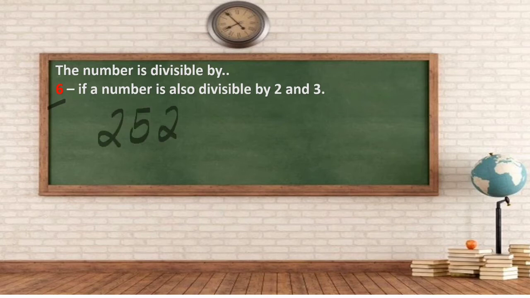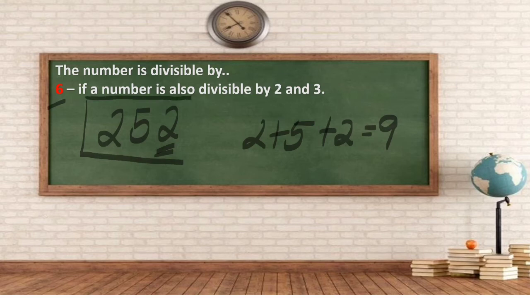252. So 252 is divisible by 2 since it ends with a number 2. Then if we get the sum of all its digits, 2 plus 5 plus 2 is equal to 9. So this is divisible by 3. So this number is divisible by 6.